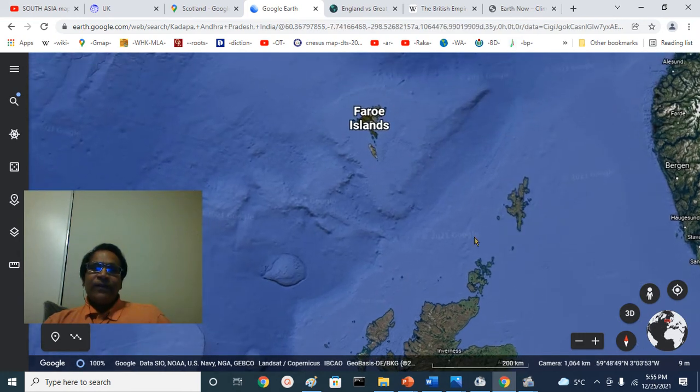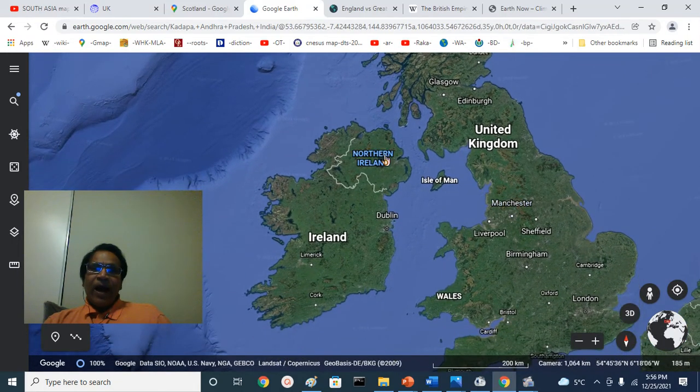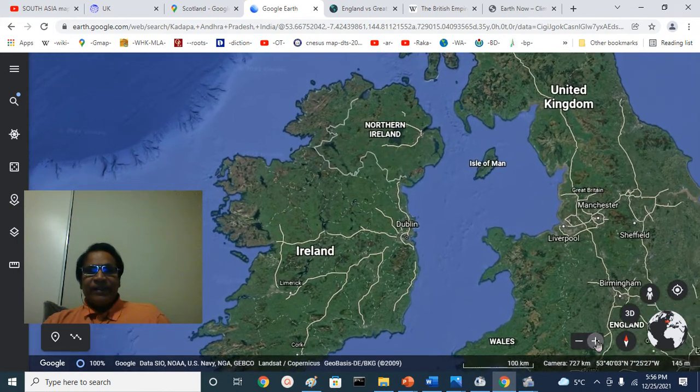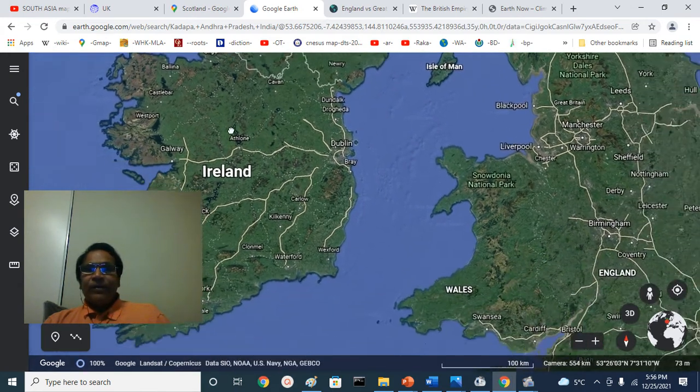Of course, this is the Faroe Islands, and that is the GB, Great Britain Isle, and this is the island of Ireland. You see here Ulster, here is Munster, here is Connaught, here is Leinster. Leinster is Dublin, and Ulster is Belfast here, and Munster is Cork and Limerick and all those other places. Dublin here and Belfast here and all those areas.